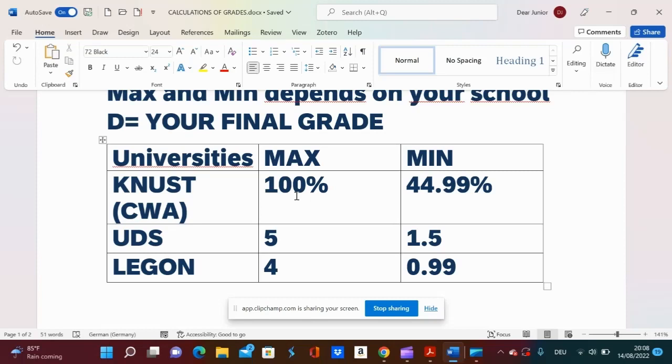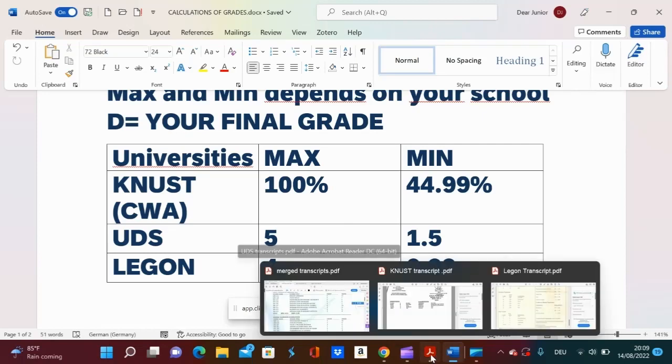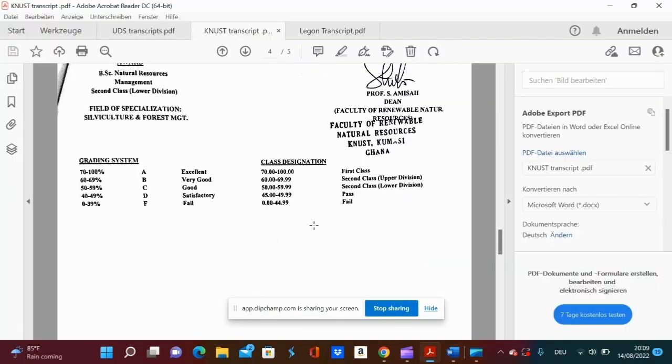It favors students from UDS, UCC, Legon. But for KNUST, because your grading system is a little bit lower, for example, if you get 70% to 100% in KNUST, then you are a first class student. I have a couple of transcripts here, which I will show you so that we all go through together. All right, so I have KNUST. There's a transcript here.